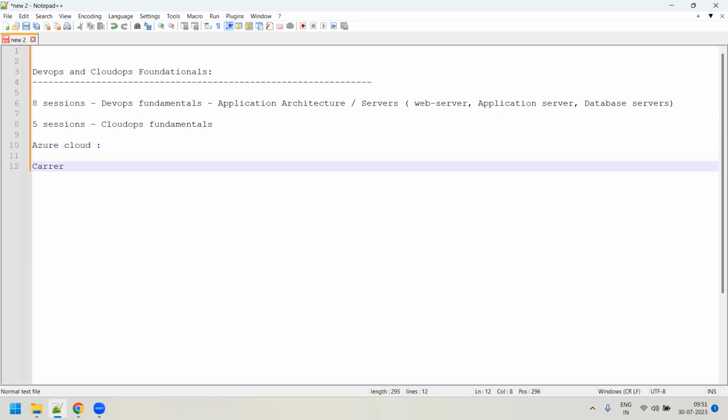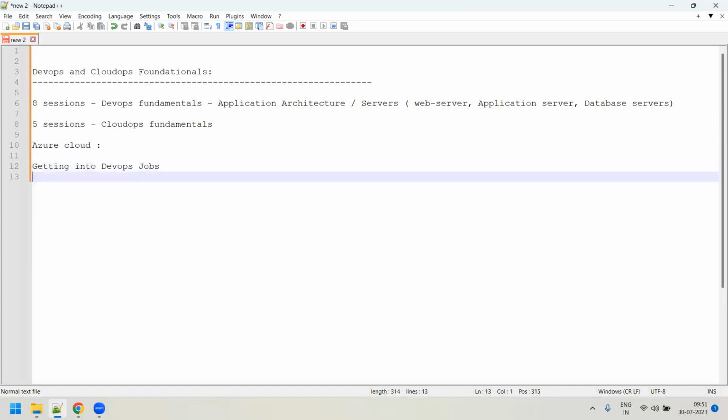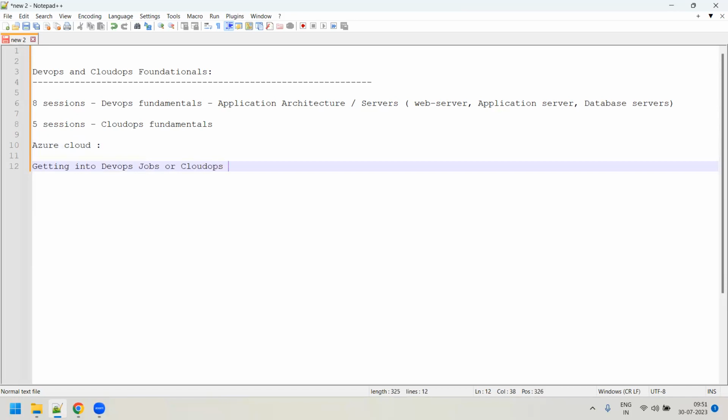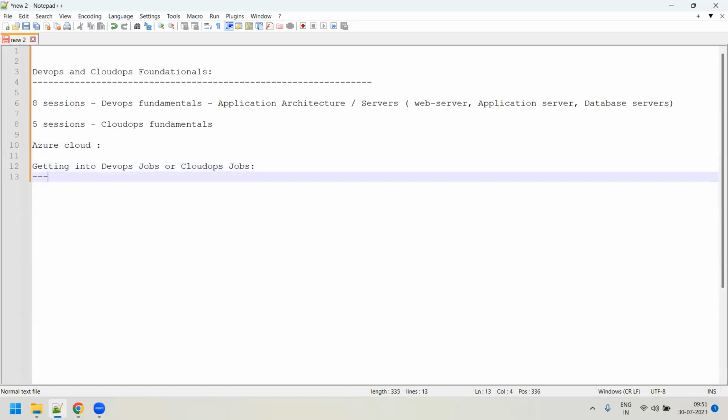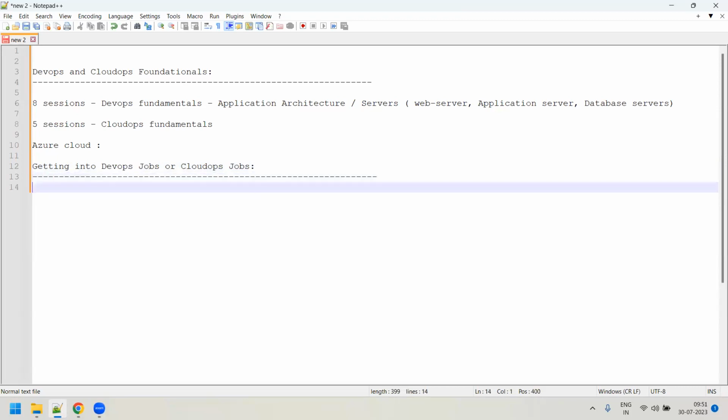Here the topic is getting into a DevOps profile, or getting into a DevOps job. How to get into a DevOps job or CloudOps job? This is the very fundamental thing which people ask. Okay, see, whenever we want to get into a DevOps or CloudOps job, right?